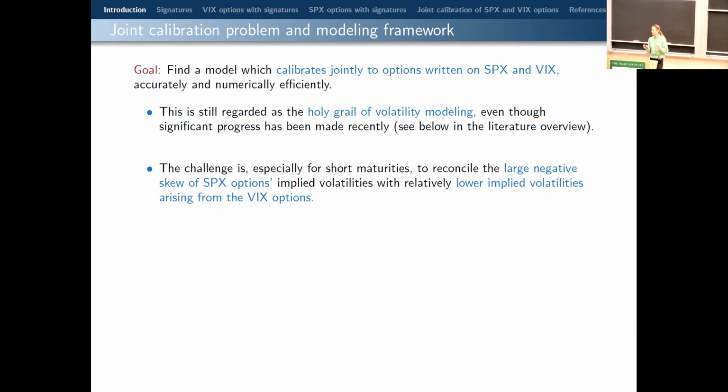In a nutshell, the challenge is to reconcile, on the one hand, the large negative skew of SPX options implied volatilities, and on the other hand, the lower implied volatilities that arise from VIX. So this is a problem, and classical models do not really manage to do that.